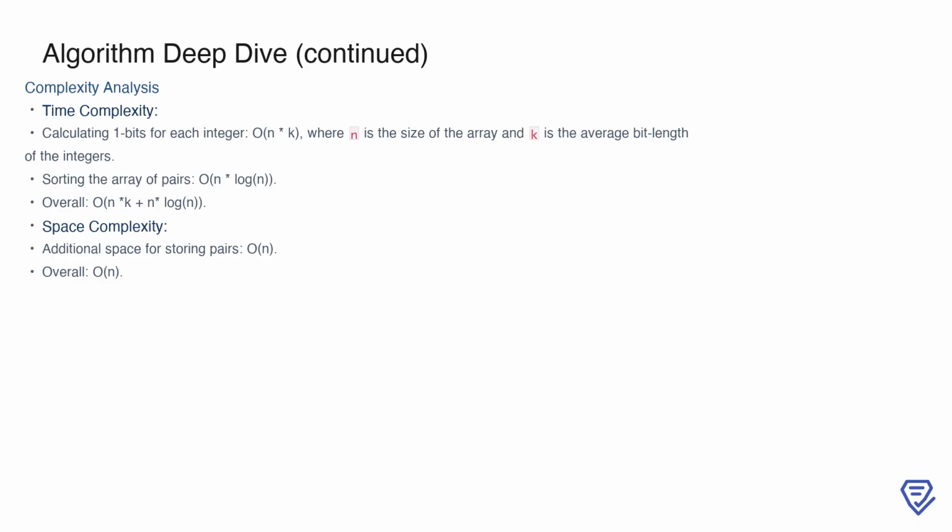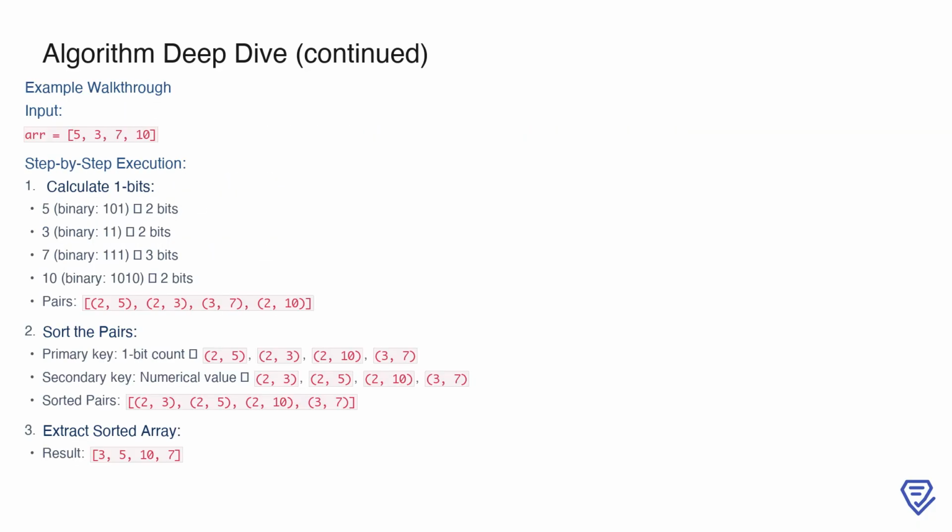For space complexity, we need additional space to store the list of pairs, which requires n space. Therefore, the total space complexity is n, making the algorithm efficient in terms of both time and space, even for reasonably large input sizes. To solidify our understanding, let's walk through an example.